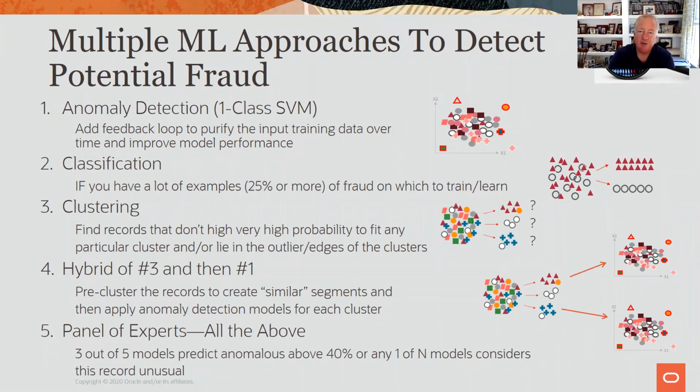But I do think that there are certain techniques and approaches that can be passed on to others, like, hey, did you try this? This is an interesting approach. And so I'm just going to identify some of the ones that I've seen or have been involved with. The first one is just the anomaly detection. I want to apply a feedback loop to purify the input training data over time and improve model performance. So if I have a bunch of, let's say, insurance claims, medical claims, whatever they are, purchase orders, and I want to say, show me the most unusual purchase orders or expense report items.